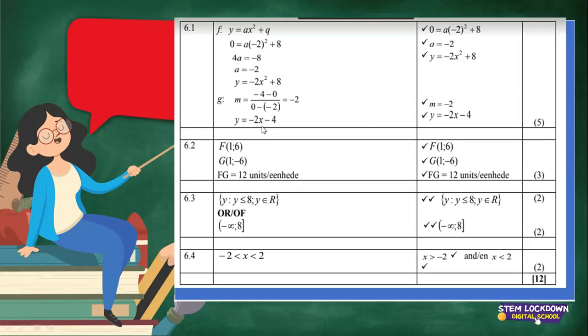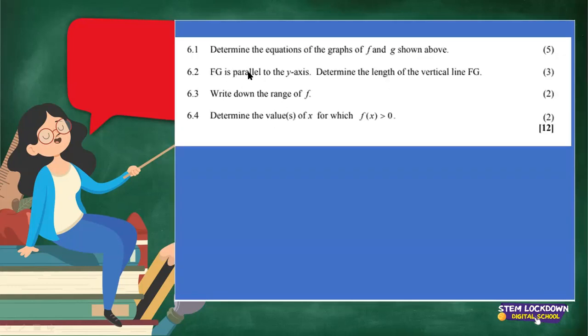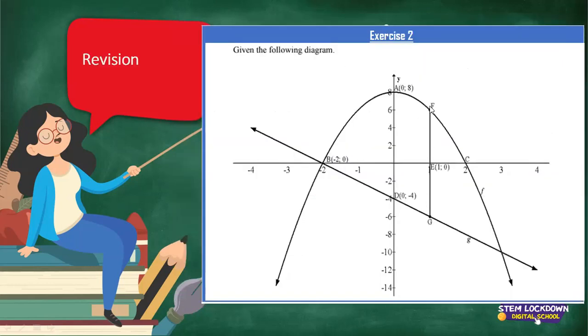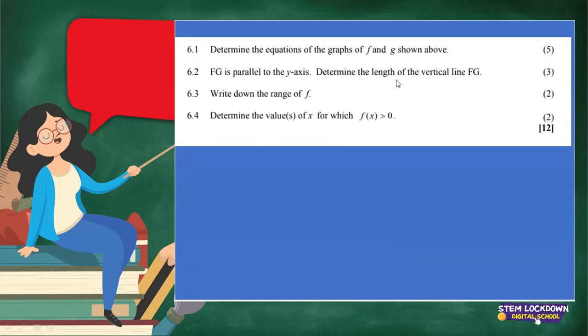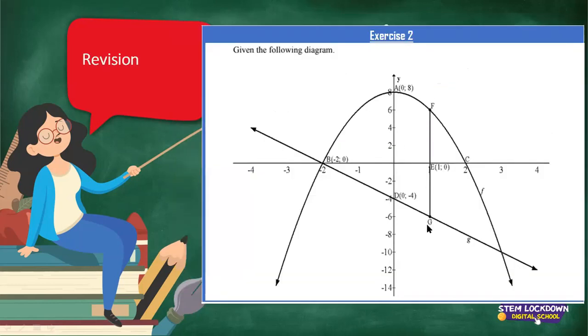All right. Now the next one: FG is parallel to Y. Determine the length of the vertical line FG. This is FG, this is Y. So FG is parallel to Y. Then what must you do? Determine the length of the vertical line FG. Calculate this vertical line FG if it is parallel to the Y.